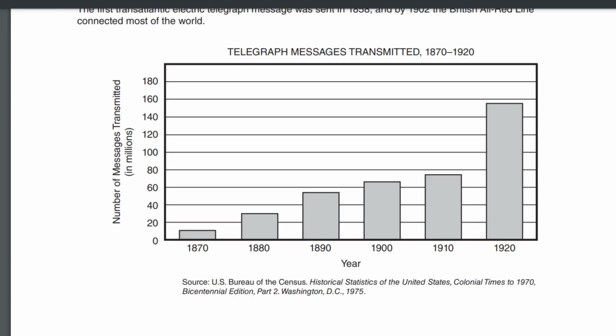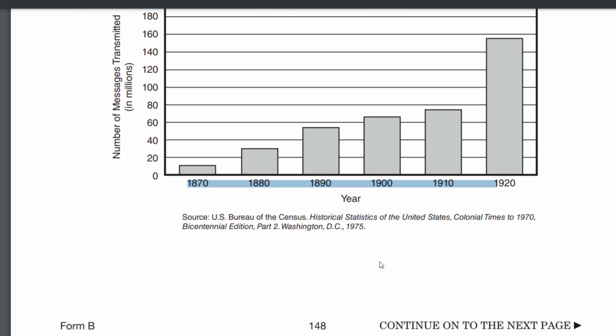Let's see another example. Here we have a graph of the telegraph messages transmitted over a 50-year period. What is it? It's telling us the number of messages transmitted in millions. And it gives the various decades, decade by decade. Okay, and it tells us the source of the data. It's from the US, so this must be messages sent in the US, from the US Census Bureau. So, what's the main idea here? Well, it's clearly growing. In fact, it seems to be growing almost exponentially by the 1920s.